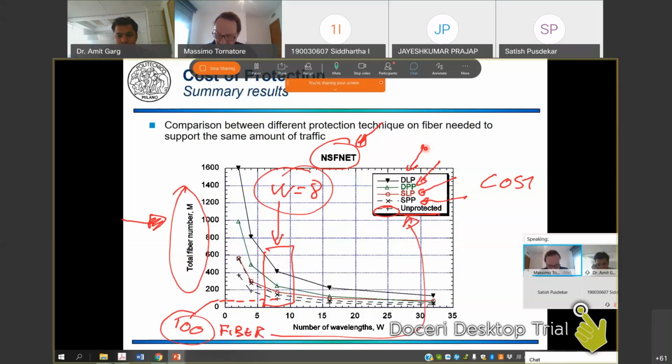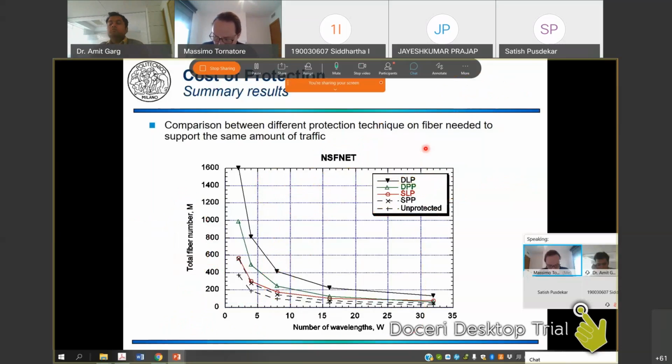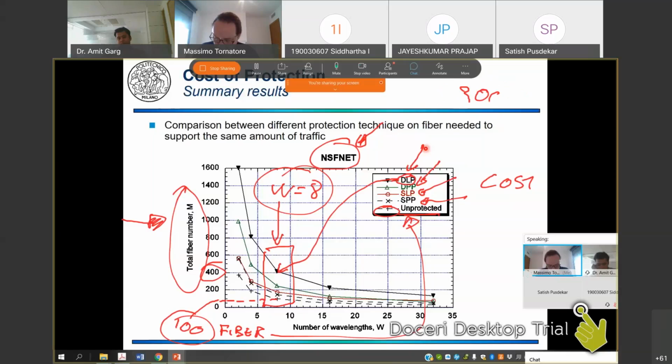100. How much fiber I need in the dedicated link protection case? 400 fibers. So I have basically a 400% additional capacity. Or no, better said, sorry, a 300% additional capacity, right? This is how much more I pay. This is basically unacceptable unless you really have a very rich customer.